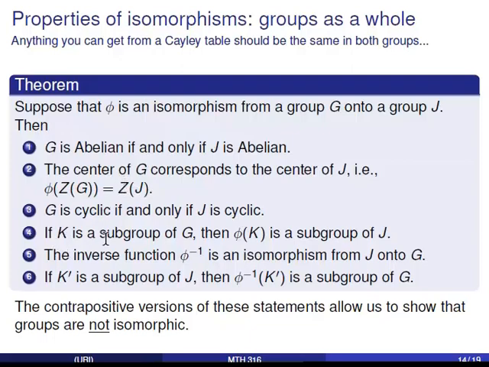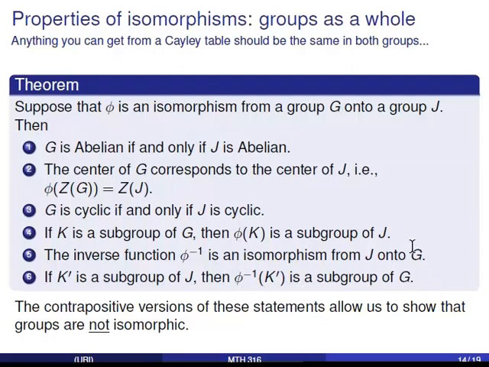Okay, statement 4 says if K is a subgroup of G, then the image of those elements forms a subgroup of J. Now, an isomorphism has an inverse, and this statement 5 says that the inverse function, phi inverse, is an isomorphism from J onto G. Finally, if K prime is a subgroup of J, then the pre-image of K prime is a subgroup of G.